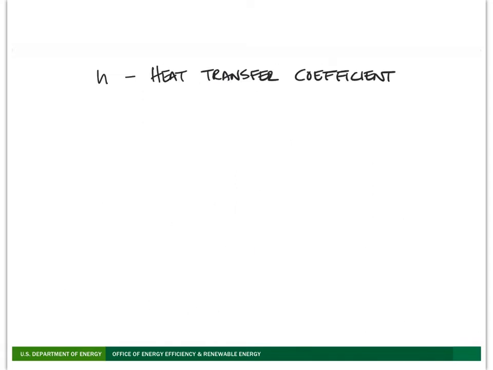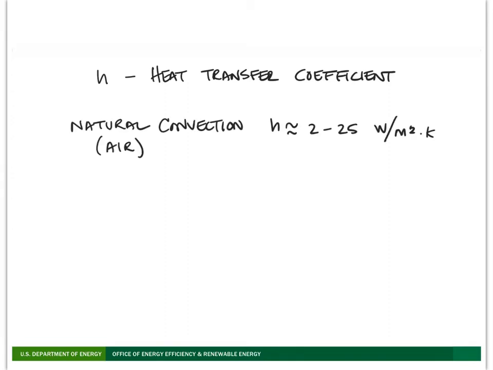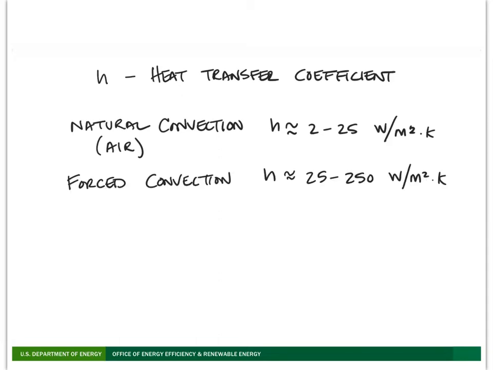Because the heat transfer coefficient is typically tricky to calculate, there's a few rules of thumb that we may want to keep in mind. The first is that for natural convection in air, we would expect a range of relatively low heat transfer coefficients. So we would expect a value of around 2 to 25 watts per meter squared Kelvin. For forced convection, we expect a much larger H, 25 to maybe 250 watts per meter squared Kelvin. Now that's just for air. In liquids, it can vary in a different way.